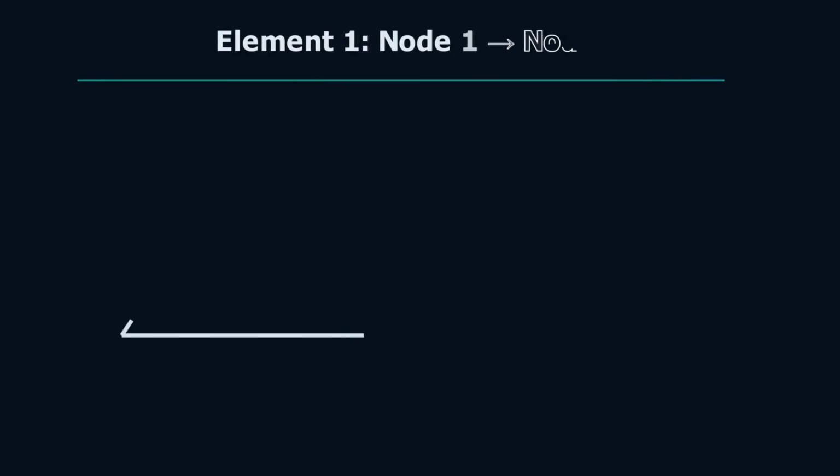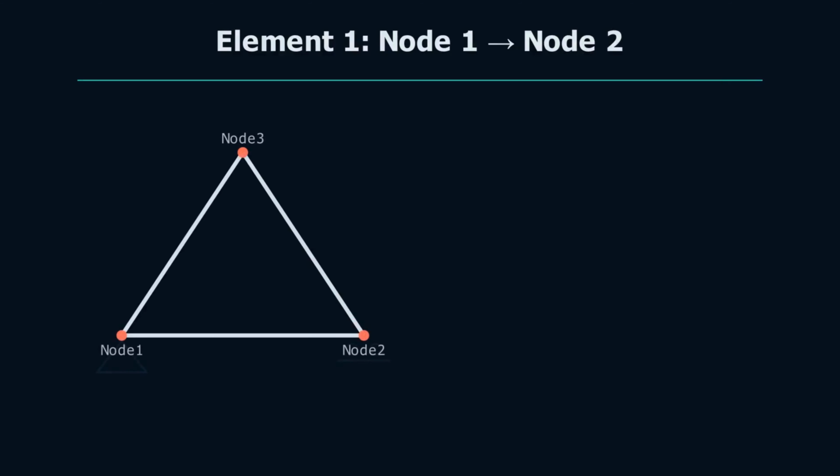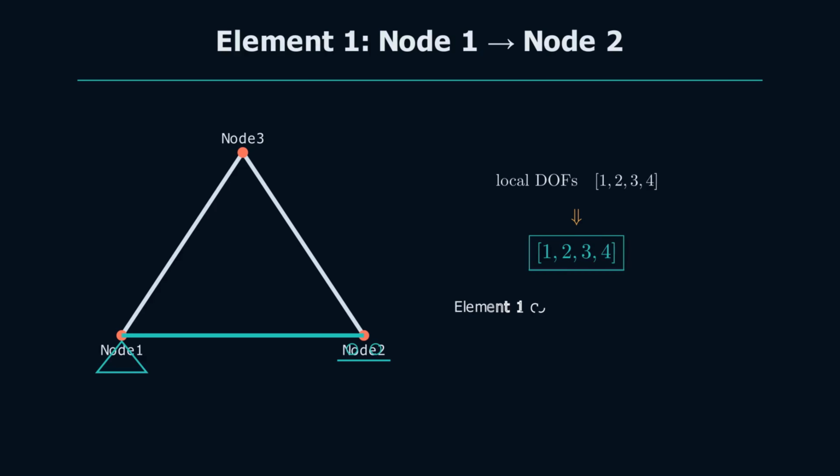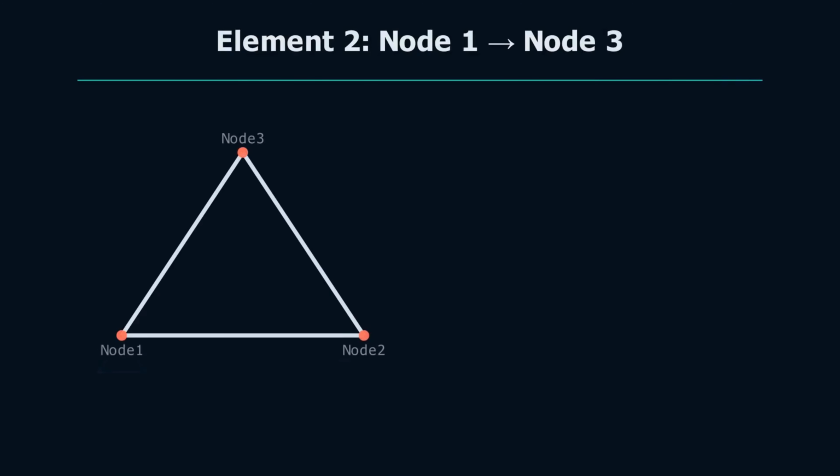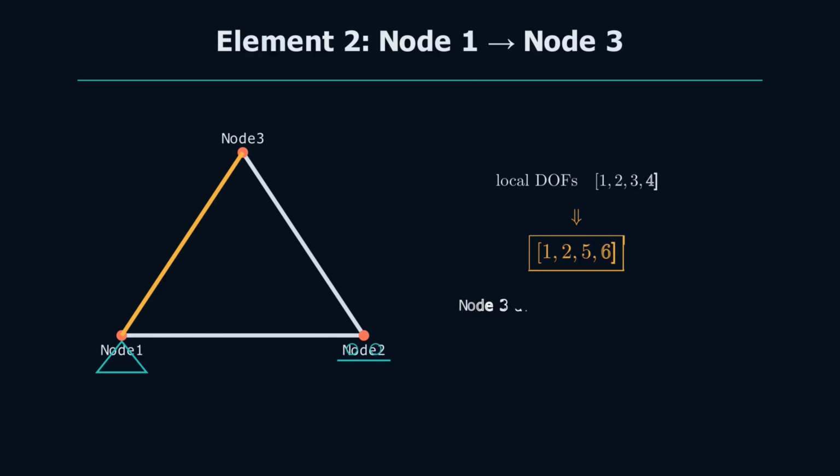Now we begin the actual assembly. For element 1, the member connects node 1 to node 2. Its 4 local displacement positions correspond directly to global degrees of freedom 1, 2, 3, and 4. Element 2 connects node 1 to node 3. The first 2 local positions still map to degrees of freedom 1 and 2. But node 3 uses global degrees of freedom 5 and 6. Therefore the mapping is 1, 2, 5, 6.